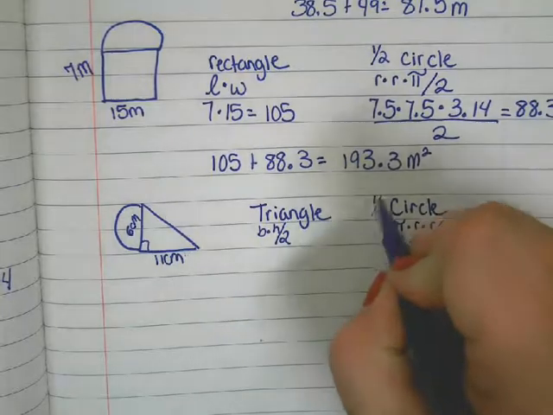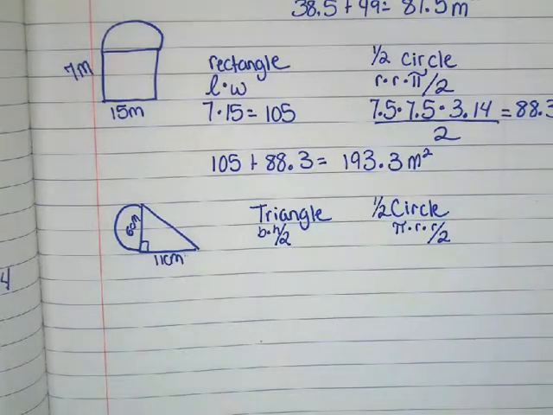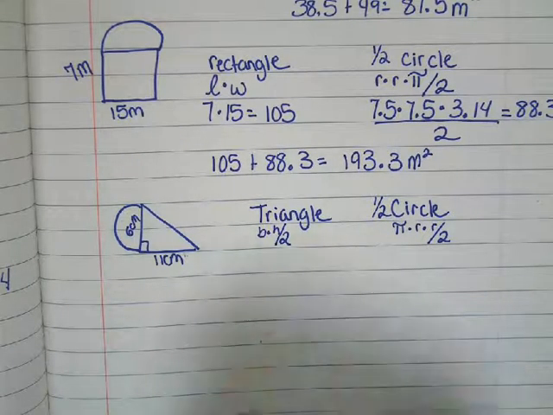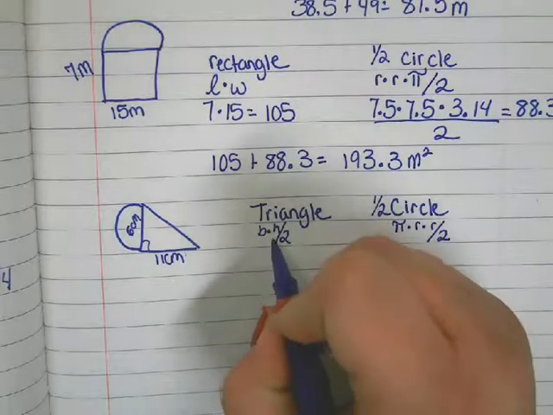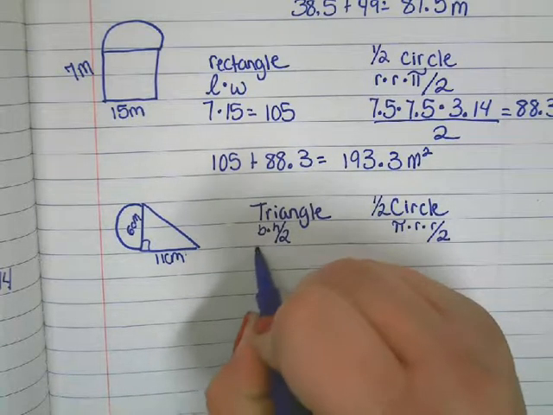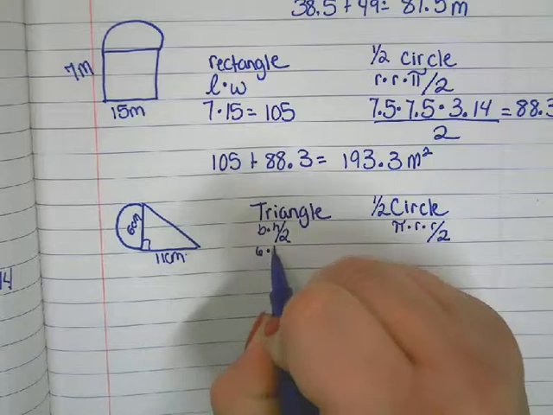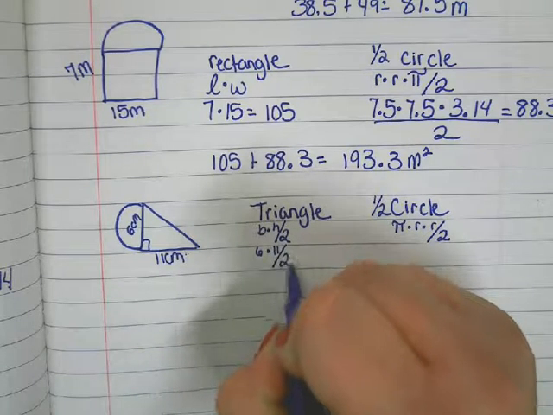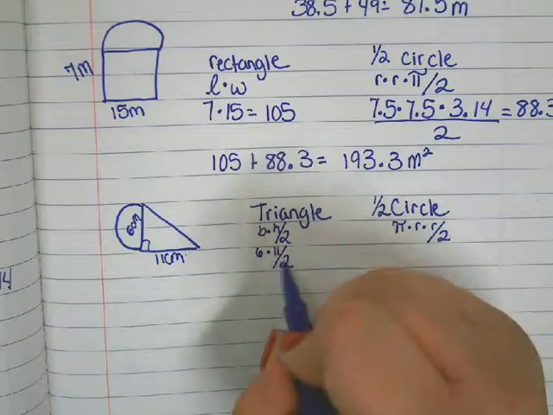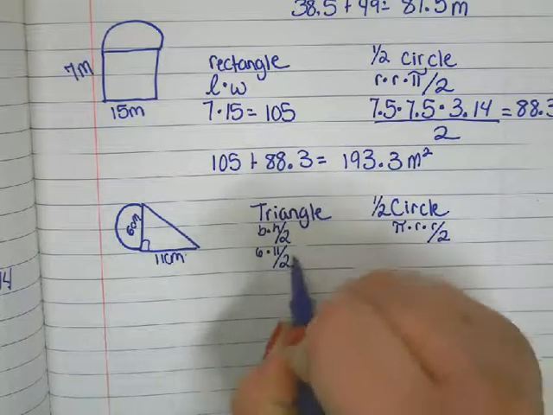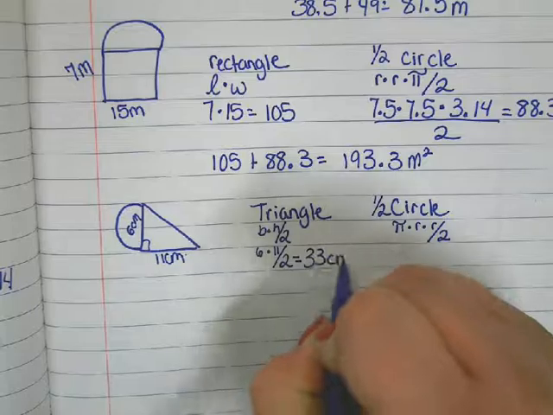Alright, so let's see how you're doing. So for the triangle, remember, you take 6 times 11 divided by 2. So 6 times 11 gives me 66, divided by 2 is 33. That would give me 33 centimeters. Now I need to go to the circle. I need my radius. What's my radius? Don't say 6. That's the diameter.